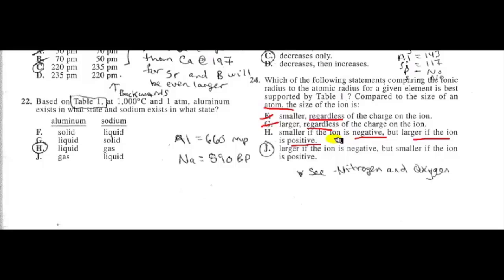Well, the ion is not positive. The ion we saw is negative, so that doesn't make any sense here. Let's look at this one. That's confusing. Look at J. Compared to the size of the atom, the size of the ion is larger if the ion is negative, but smaller if the ion is positive. There we go. That's the correct answer.